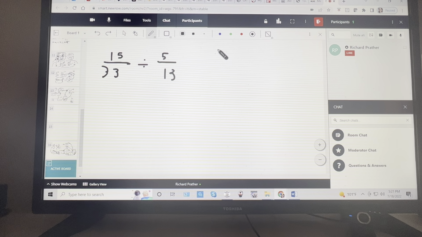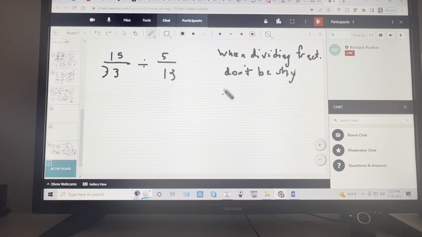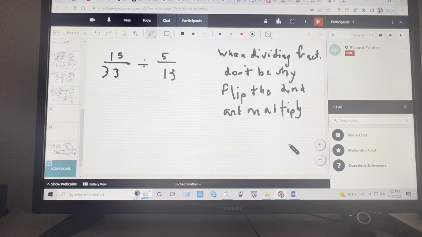I like this. This is almost like a little poem. When dividing fractions, don't be shy. Flip the second and multiply, because it rhymes. When dividing fractions, don't be shy. Flip the second and multiply.